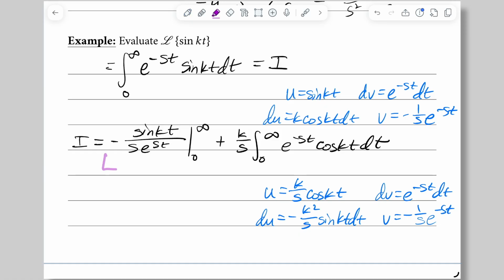Now, just evaluating negative sine kt over s e to the st from 0 to infinity, we can see if we put infinity in place of t in the sine function, it's always between negative 1 and 1, but infinity in place of t in the e to the st in the denominator makes that whole thing go to 0. Putting 0 in place of t in the numerator, hey, that's the sine of 0, so that thing's 0. So the whole first term is going to go to 0.